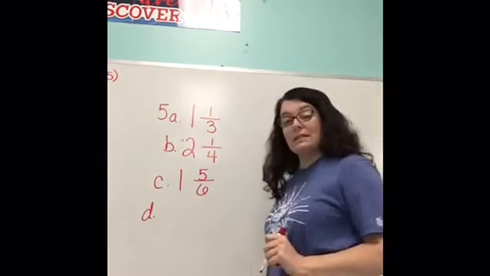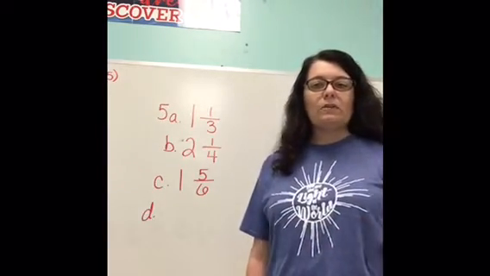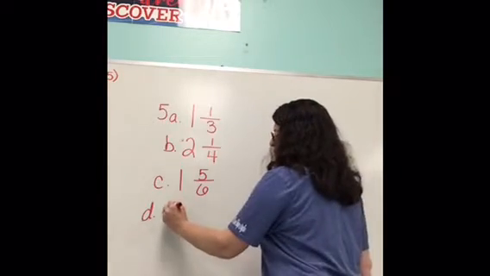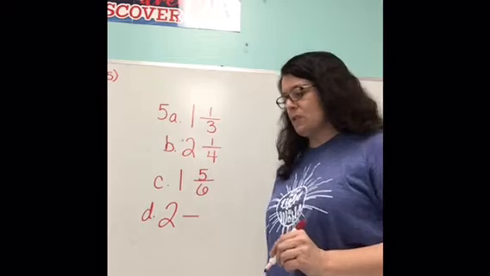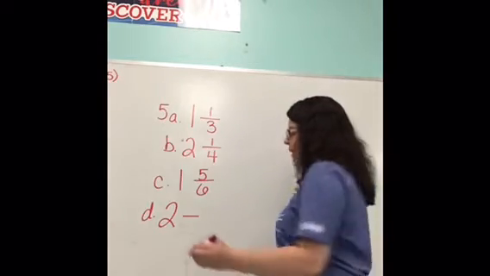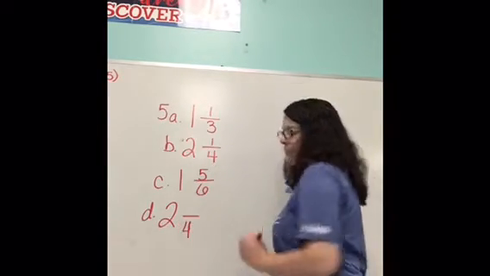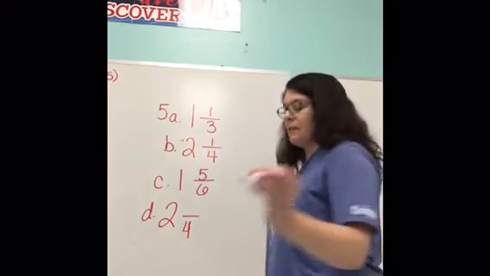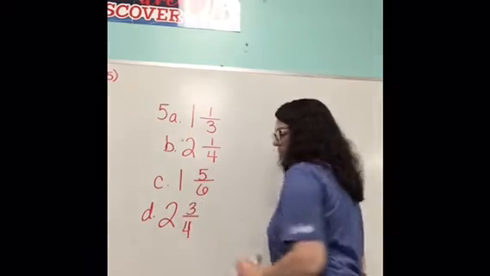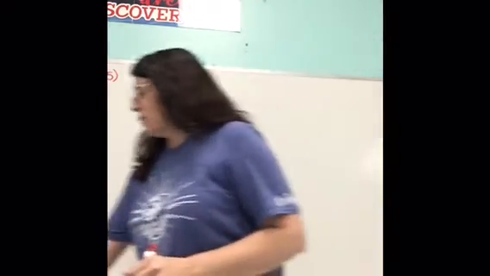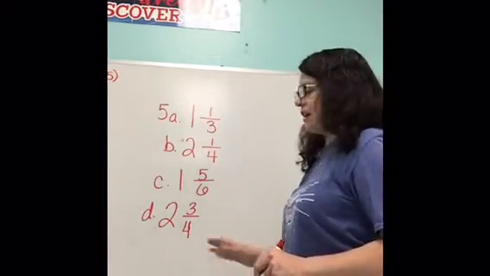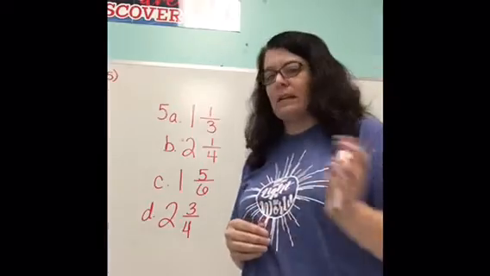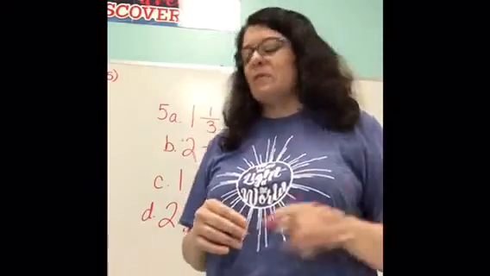Also, for letter D, we had squares. How many squares were colored in? 2 full squares and a fraction of the last square. That last square had 4 pieces, and 3 of them were colored in, 2 and 3/4. Those are the answers for number 5. Let's look at them, check them. Are you ready? Turn your paper over to the back.